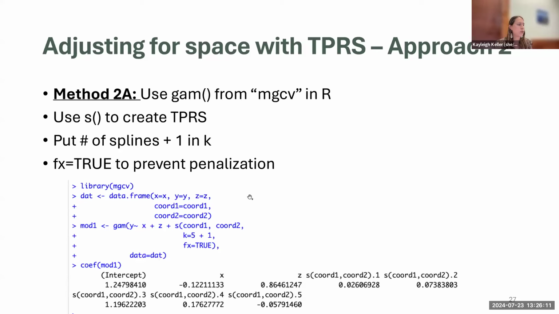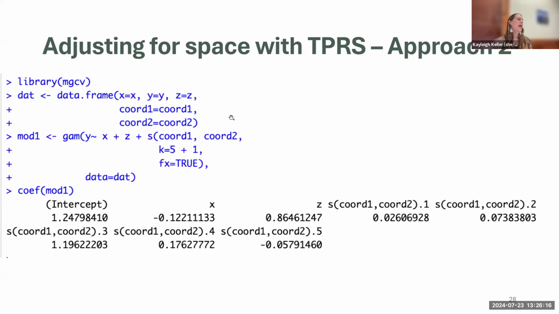I'm going to go to the next slide, which will look at this R code in a little bit more detail. We've got our data set where we've got some exposure X, an outcome Y, a measured confounder Z, and then we've got coordinates. These could be latitude and longitude that we might be working with. We can fit a GAM model here where we have Y tilde X plus Z plus then this s function is what's adding the splines for us.